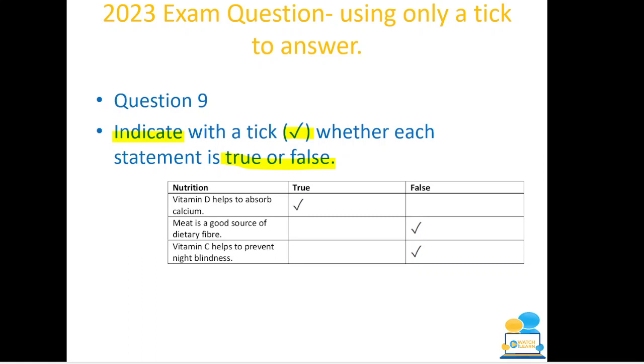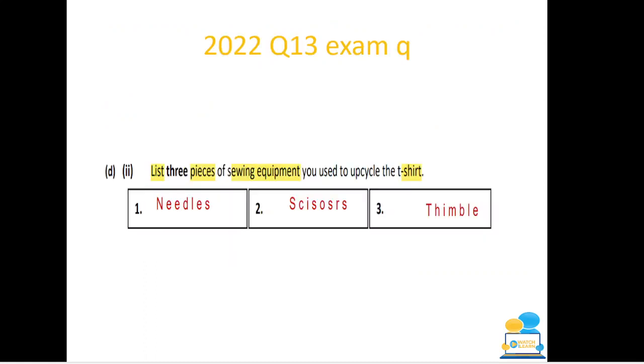So the statements are true or false. Vitamin D helps to absorb calcium. Yes, I know that's true, I'm putting a tick. Meat is a good source of dietary fibre. I know that's false, so I'm putting a tick. Vitamin C helps to prevent night blindness. I know that's false, so I'm going to put a tick. Okay, so this enables you to figure out how much information is needed.